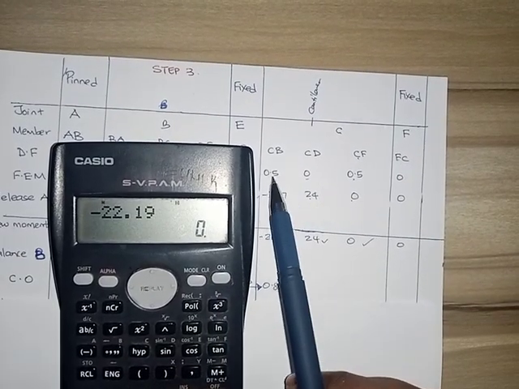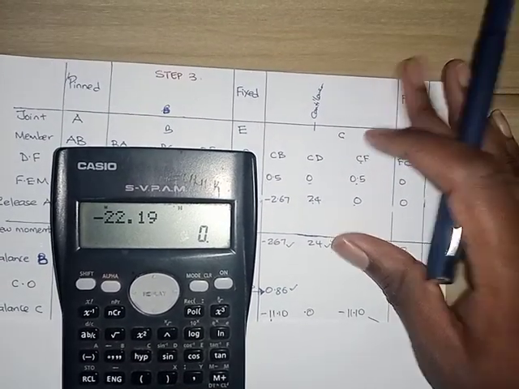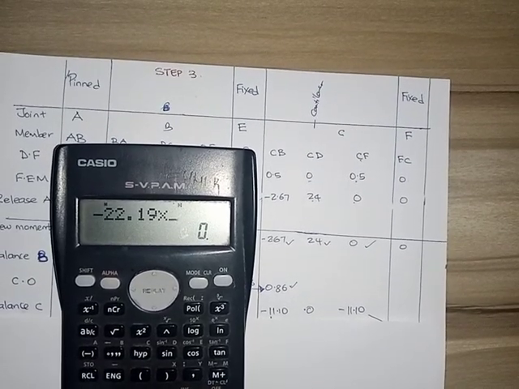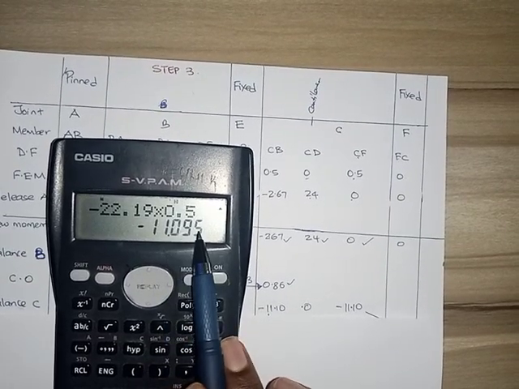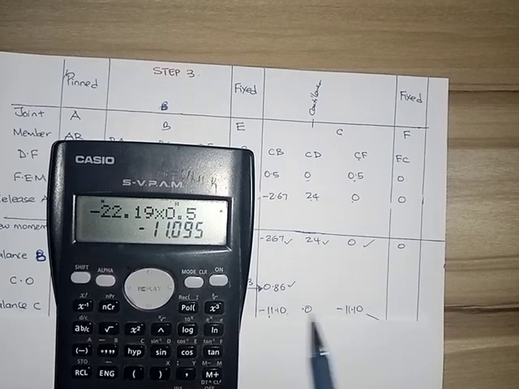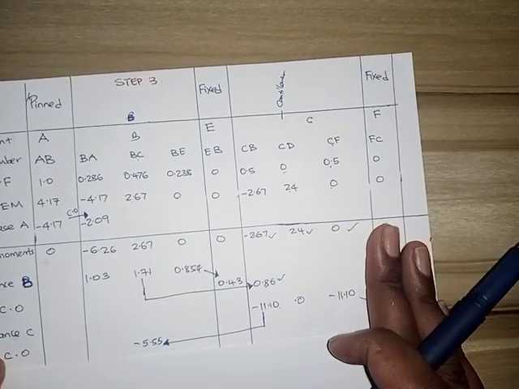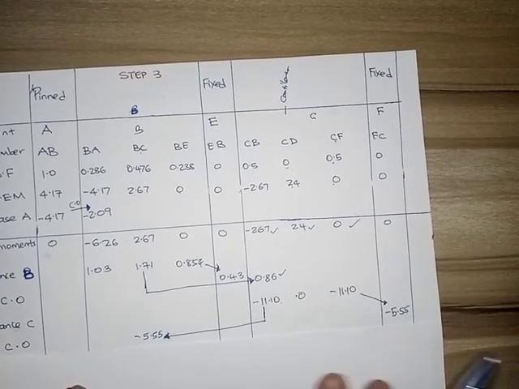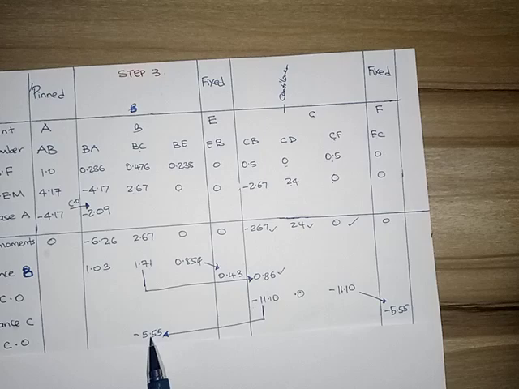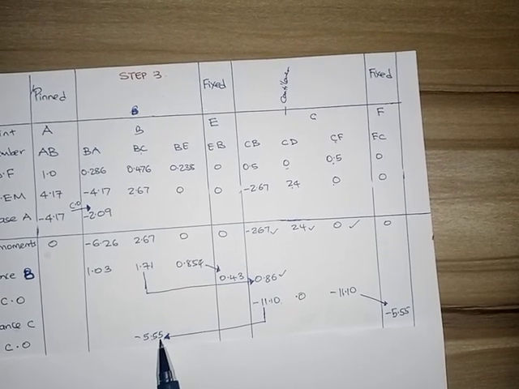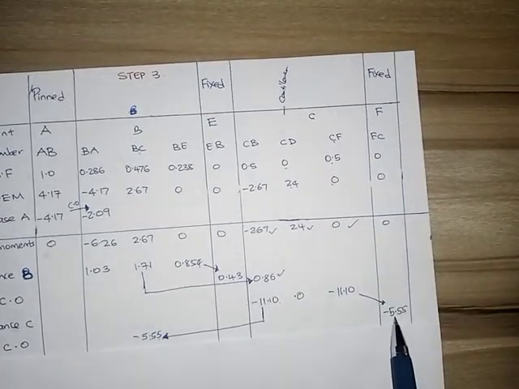Now we are going to use the distribution factors of 0.5, 0, and 0.5. So if you apply the distribution factors times 0.5, this one will be 11.09. So into 2 decimal places, this is negative 11.10, and negative 11.10. So the next thing you do now is to do the carryover. So half of CB comes to BC as negative 5.55, and half of this CF goes to FC, which is fixed, as negative 5.55.